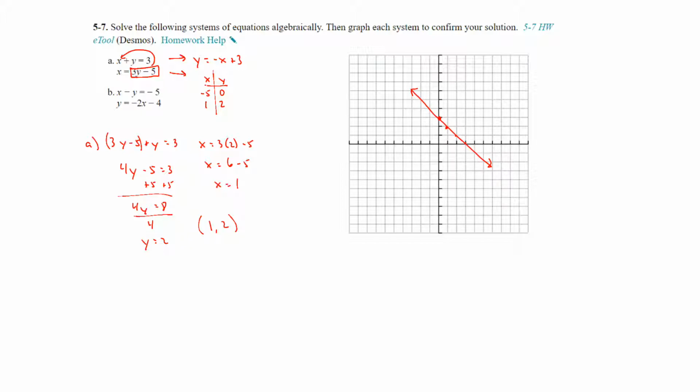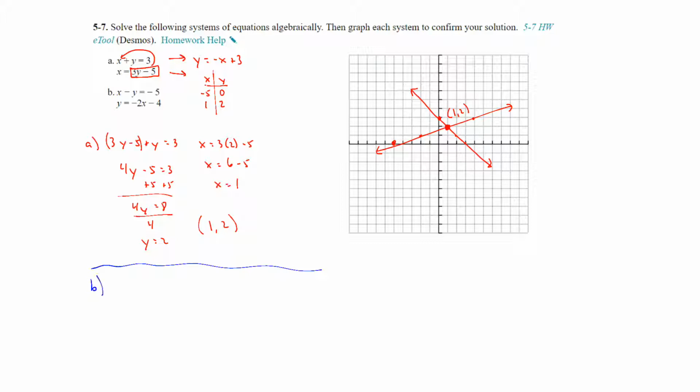1, 2, which is actually a point already on the line, so there's our solution, and then negative 5, 0 is right here. And so you can see what that slope is. Looks like I'm going up 1, 2, 3, 4, 5, 6 over 6. So 2, 6 would be 1/3. So I go up 1, to the right 3, so I get a couple more points on here. Graph that line, and then there's our solution, 1, 2.